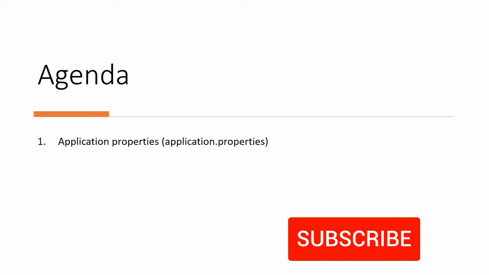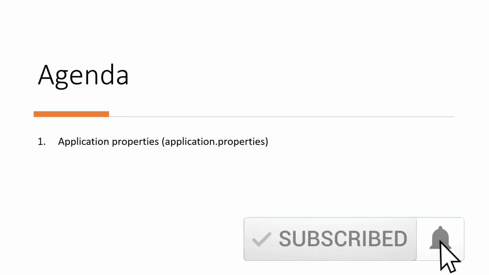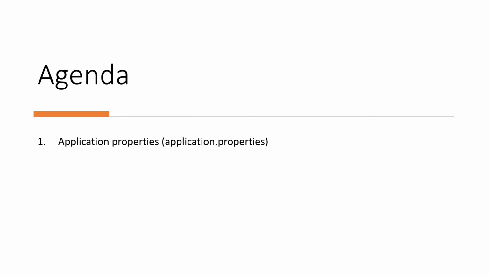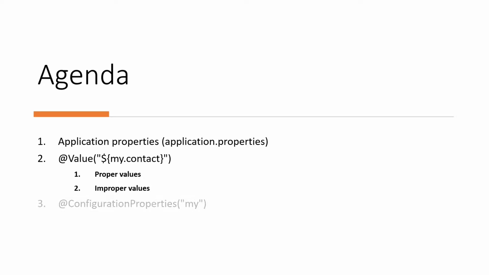In this tutorial, we'll see what application properties are, what all the uses of application properties are, and how to inject values inside application properties into the Java beans and variables inside them. The second thing we'll see is how to inject values inside application properties directly into the Java variables.